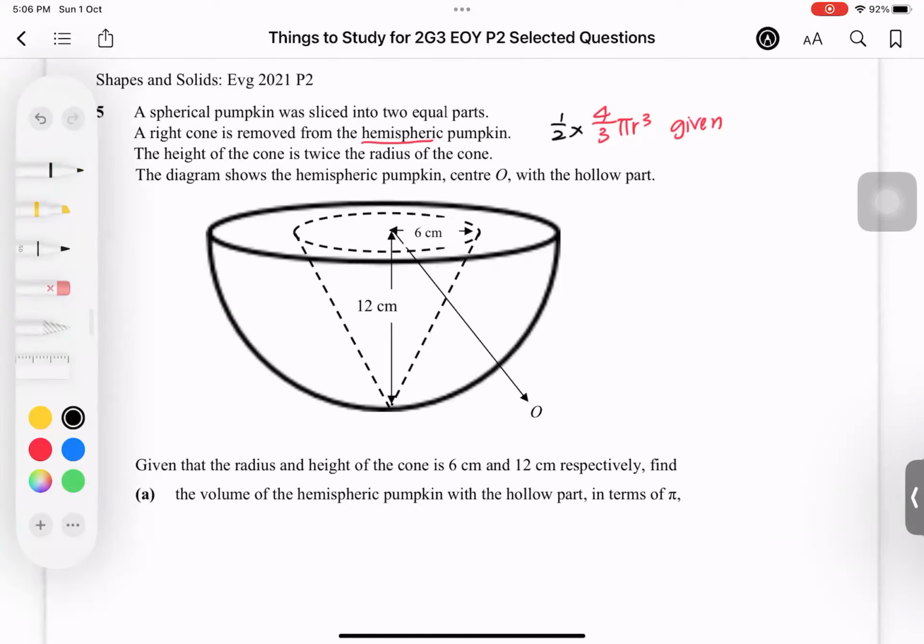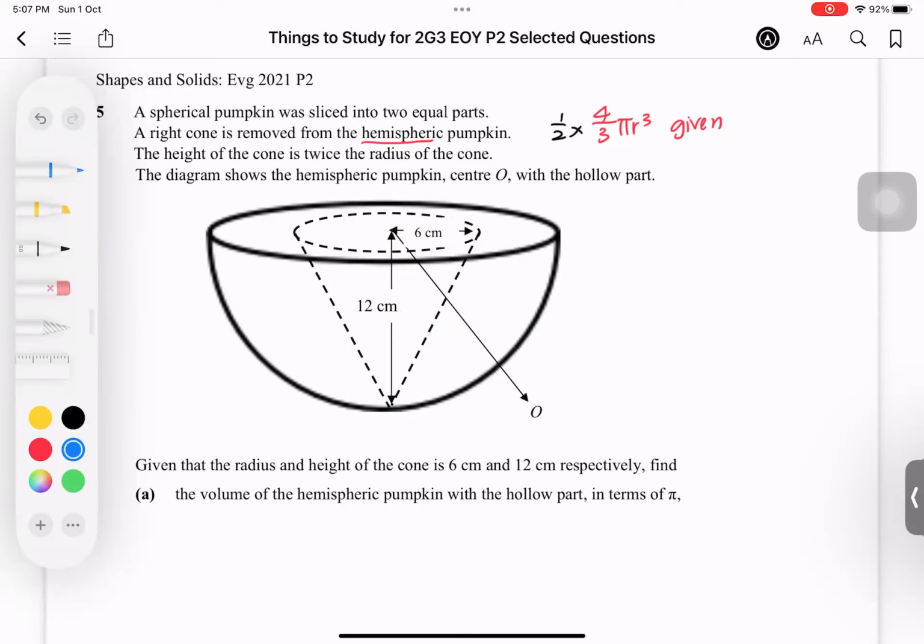The height of the cone is twice the radius of the cone. So it's quite obvious. This one radius is 6, then the height will be 12. And that means if the height of the cone is 12, and you turn it over here, the radius for the whole big hemisphere will also be 12. This is a very important thing you need to observe. You have to imagine it a little bit. If I rotate this whole portion over here, the height of the cone, and rotate it up, you get the whole radius for the hemisphere.